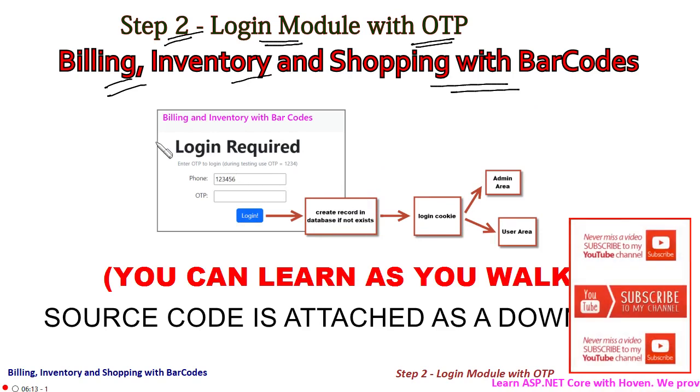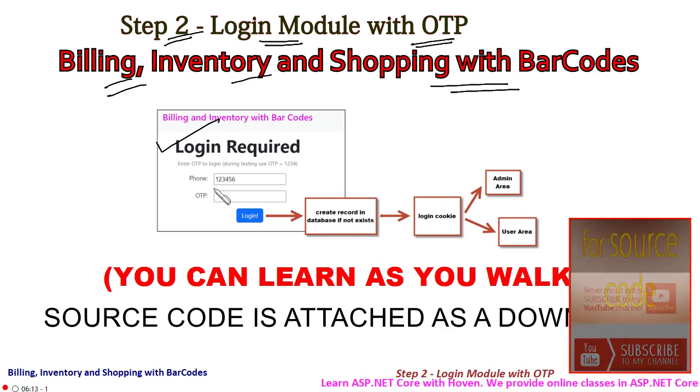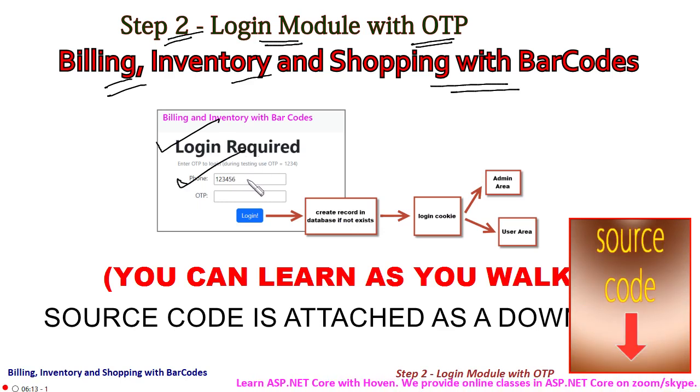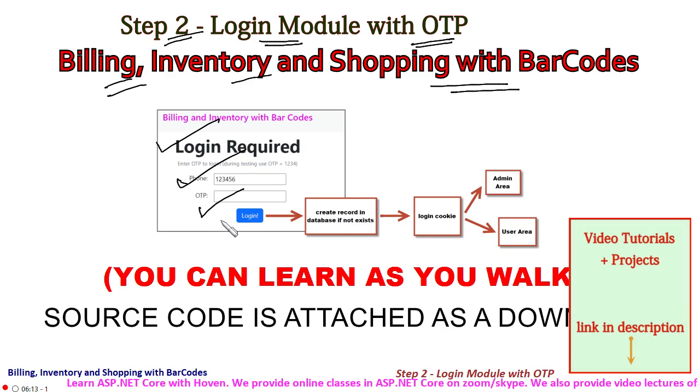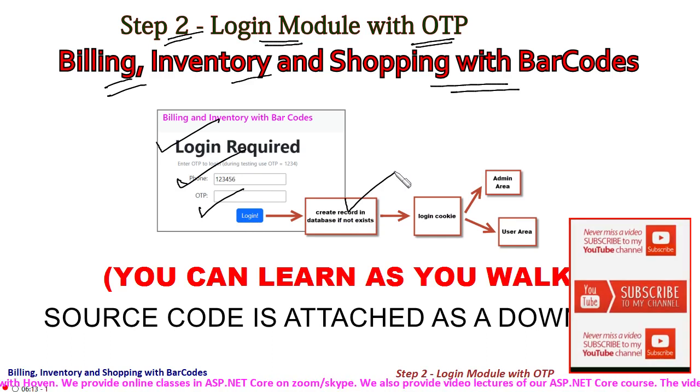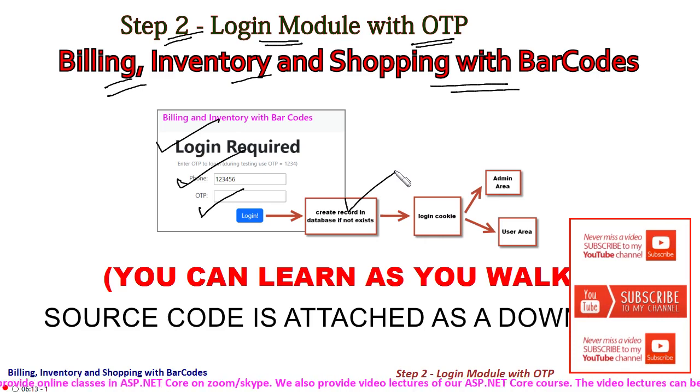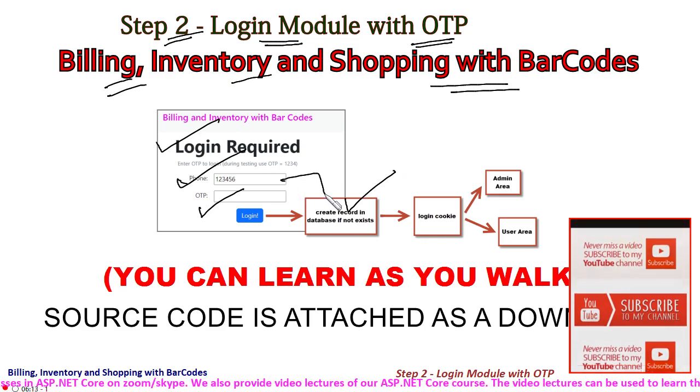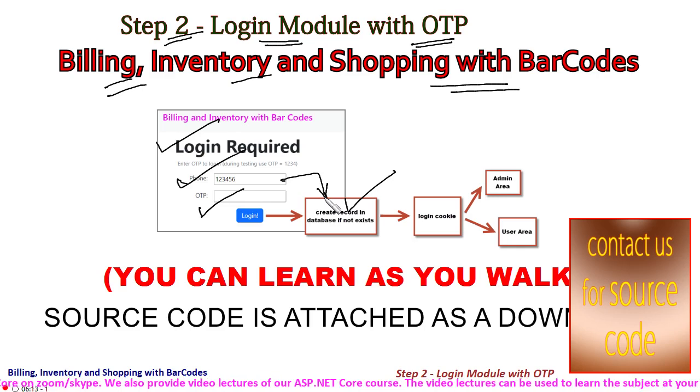In this case, we will present to the user a login page that requires the phone number to be entered, and when he enters his OTP and clicks on this login button, then a database record will be created. If the record doesn't exist, a new customer will automatically get a login ID, with his username as his phone number, and a login cookie will be created.